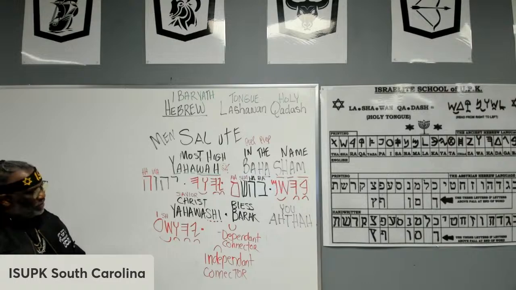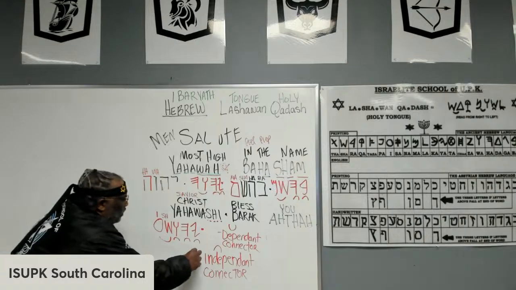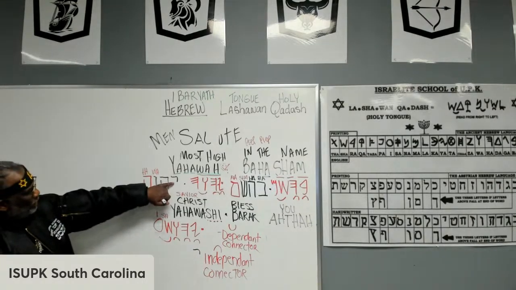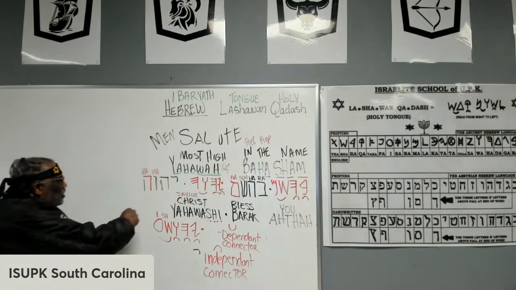Now, let's write this in Assyrian. Let's see how it falls when we write it in Assyrian. Yah, like that. That's that same Yah right there. That's a Yah in Assyrian. Of course, this right here is the ancient.